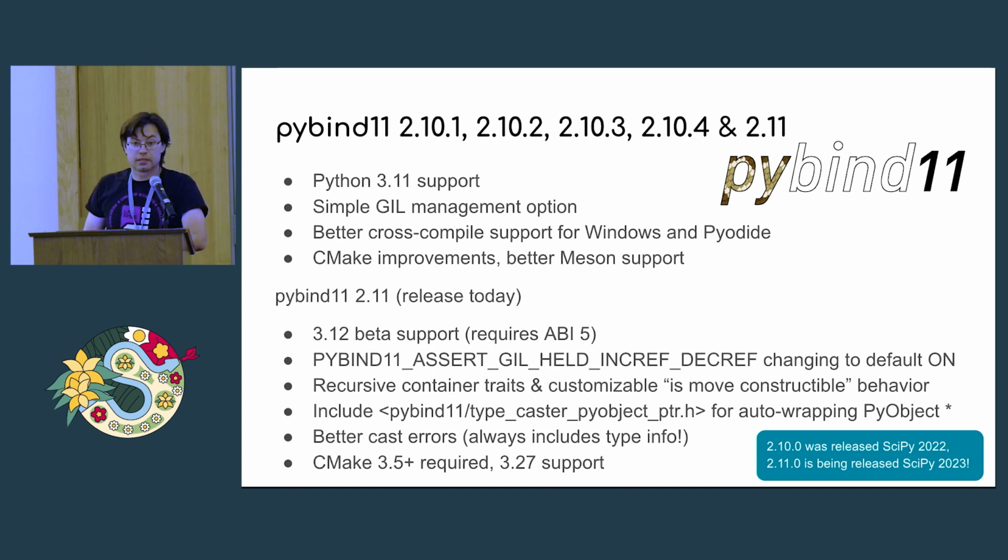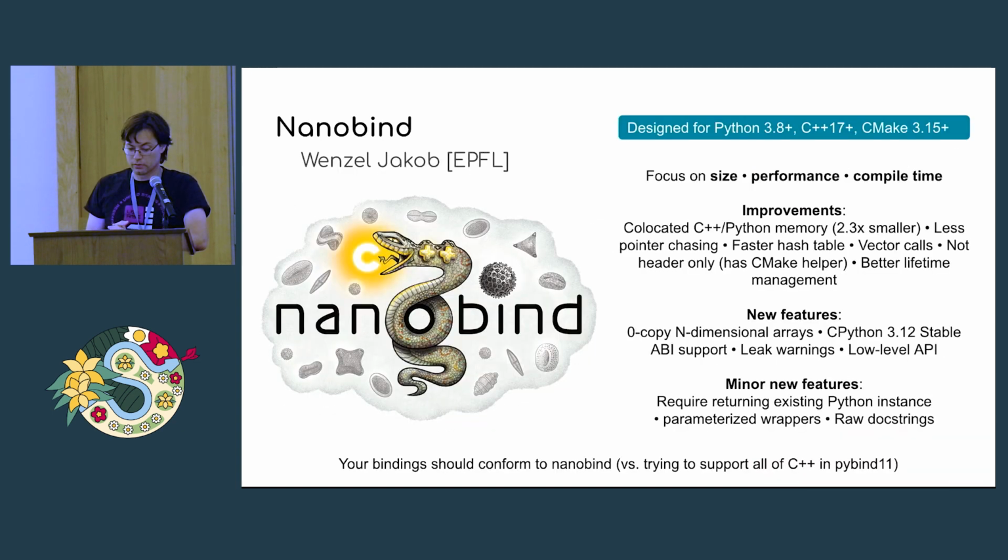Okay. And then I also want to mention a new tool from the creator of PyBind 11, nanobind, which was written this last year. It's designed with higher requirements, but if you use it, it's much smaller. He wrote PyBind 11 to be a smaller version of Boost Python, while he wrote nanobind to be a smaller version of PyBind 11. It's got some nice features, but it also has a lot of missing things that aren't really planned to be added. Your binding should really conform to nanobind's requirements rather than nanobind trying to support all of C++ like PyBind 11 does.